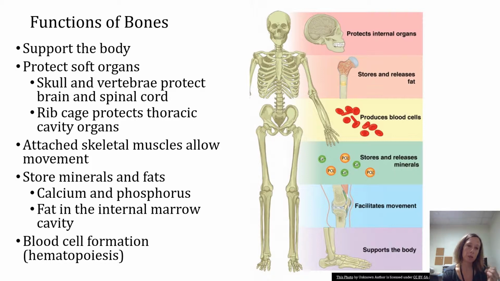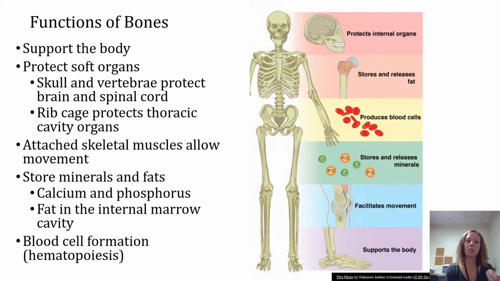So starting with support, our body is supported by bones. If we didn't have leg bones, then our torso wouldn't stay upright. Makes sense? We'd fall into like a puddle on the ground. So when we say support the body, we're talking about allowing us to stand upright. It's our internal framework, okay?